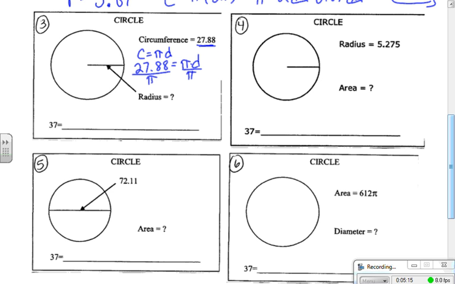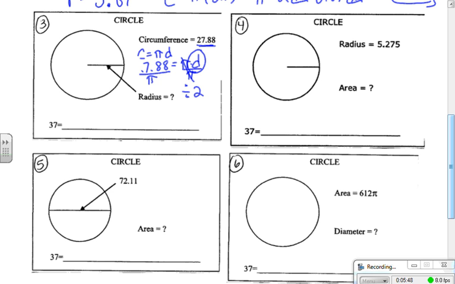Whenever we do this over here on the right-hand side, pi and pi will reduce out, and we'll just be left with our diameter. And so the diameter is equal to 27.88 divided by pi. So in your calculator, you do 27.88, orange pi, and then divide. And that value gives you the diameter. That's the distance all the way across your circle. But we just want the radius. We just want half of that. So then we need to divide by 2.